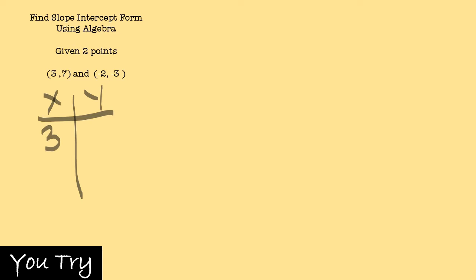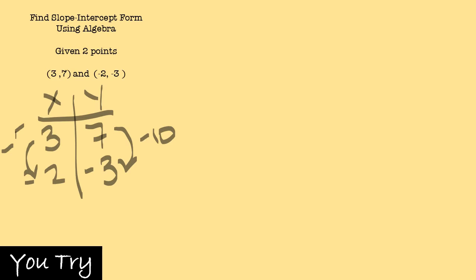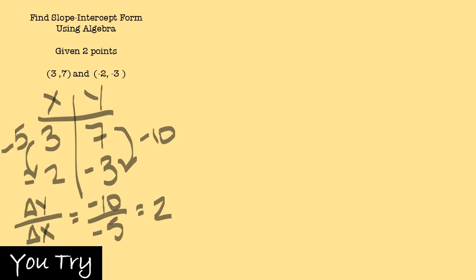So the first thing I do is I find my slope. Again, you can use the formula if you'd rather have that. From 7 to -3 goes down by 10. From 3 to -2, we go down by -5. Change in y over the change in x. So I get -10 over -5, which is equal to 2.